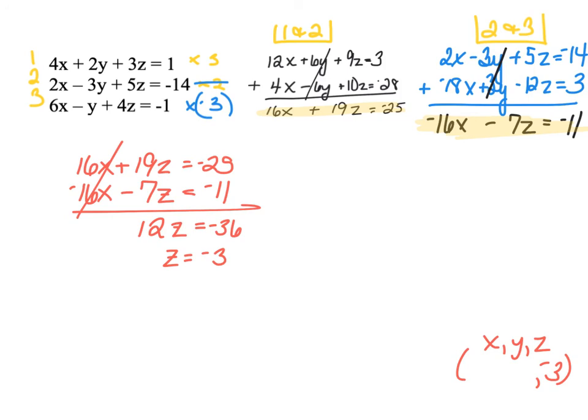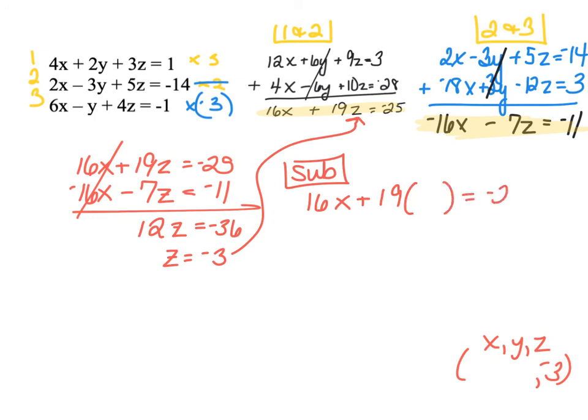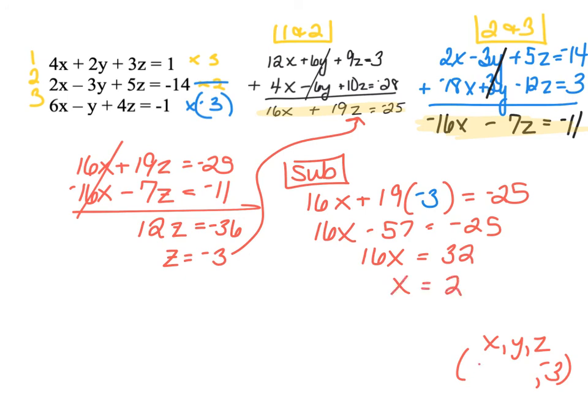Now to get my other 2 variables, I'm just going to backpedal here, and I'm going to start substituting. So I'm going to pick one of these equations, and I'm going to go with this one right here. That's already highlighted, and I'm going to substitute the value of z. So I'm going to use one of my equations that only has 2 variables, not 3. So I'm going to plug in negative 3 and solve this. So I have 16x minus 57 equals negative 25. I'm going to add 57 to both sides, and I get 16x equals 32. Divide by 16, and I get x equals 2.